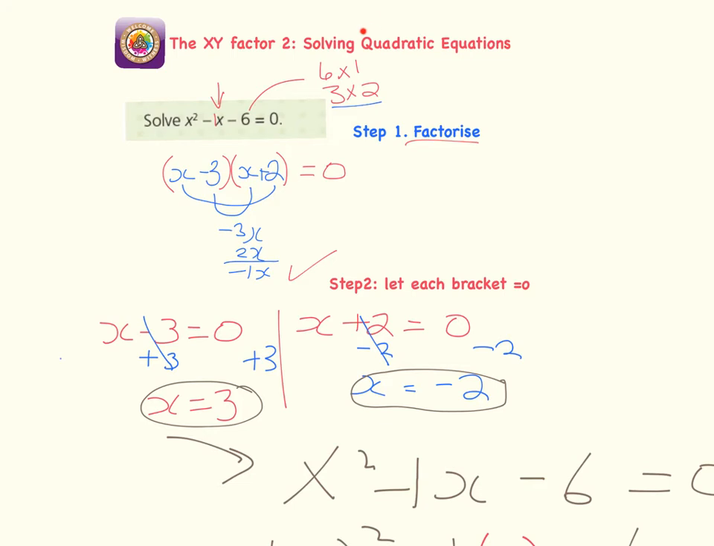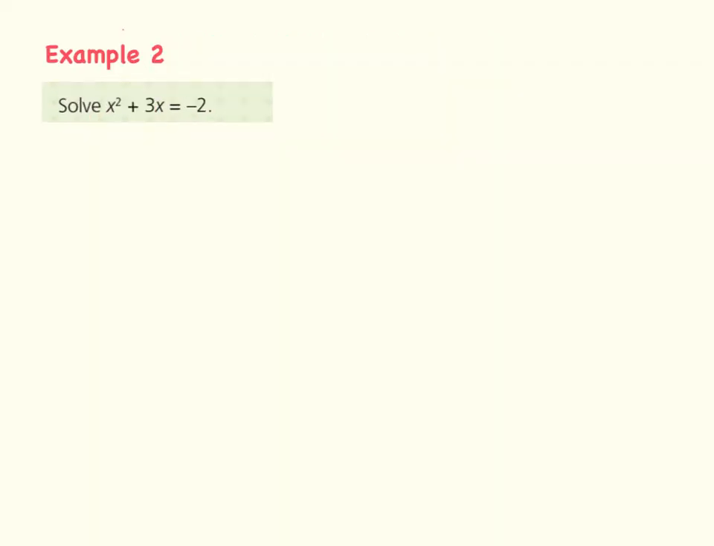So the question asked me to solve this quadratic equation. Step 1, I factorize as I have always done. Step 2, I let each bracket equal 0. And what I've found is 2 answers that will work to give me 0 when I substitute them into this equation. Just going to do another example here, example 2.